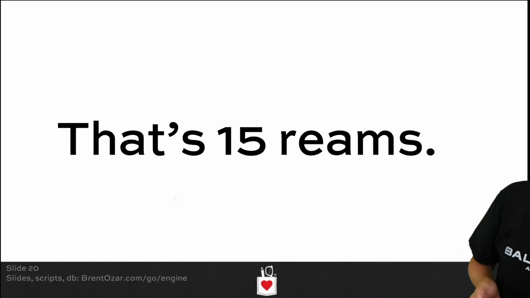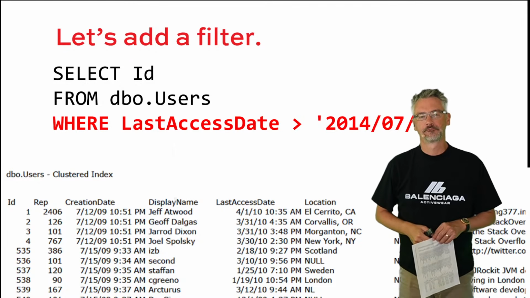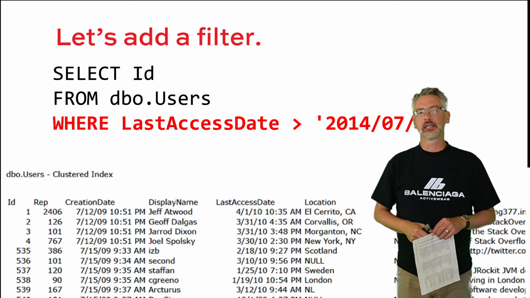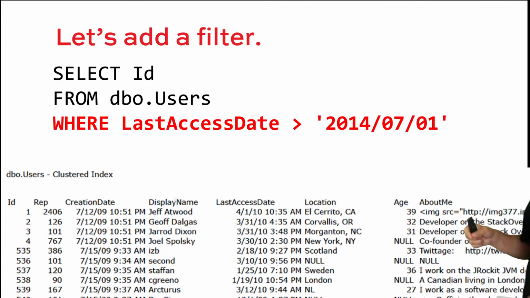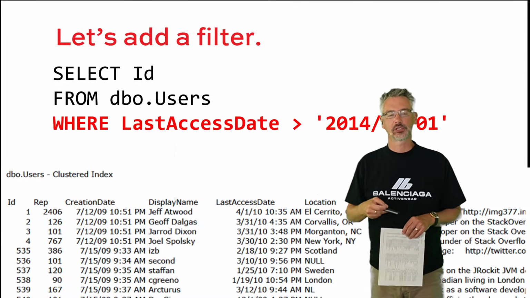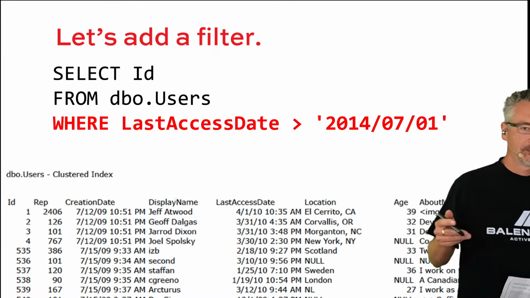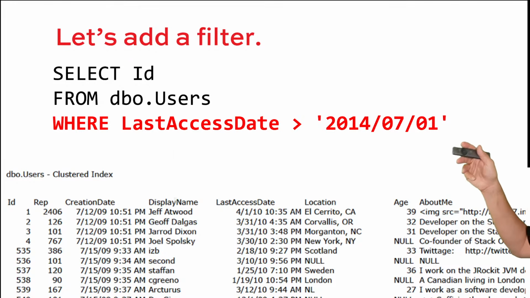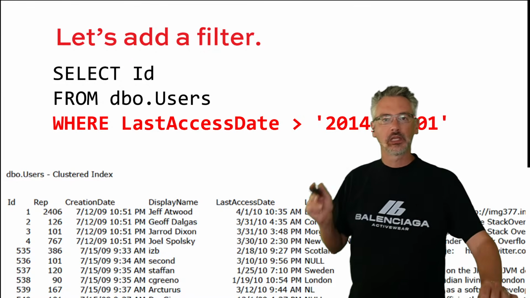So let's start to make the query a little bit more complicated. Let's add a where clause to it. Show me the IDs of the users whose last access date, that column means exactly what you think it means. It's the time when the person last logged into Stack Overflow, touched a page, accessed the site. Show me everyone who's accessed the system since July the 1st of 2014. How are you going to execute this query in plain English?